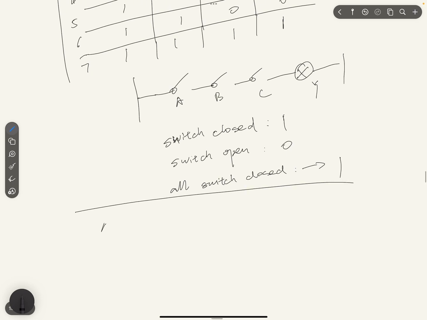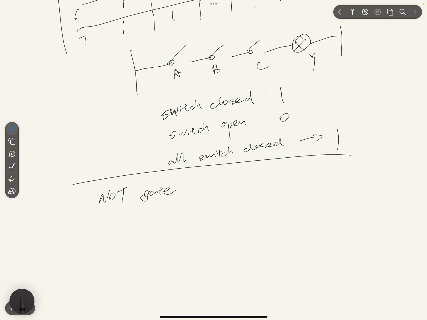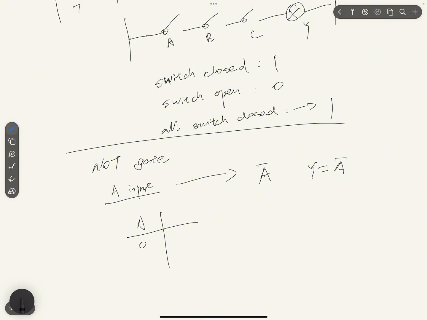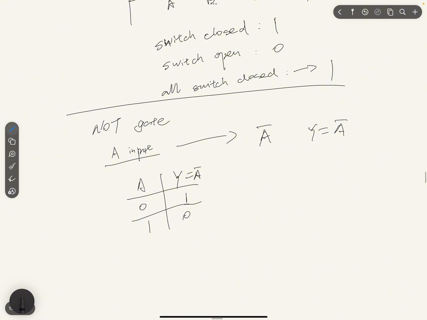Now if we have a NOT gate, a NOT gate is basically an invert. So if we have A as the input, what's the output? Output would be A bar, not A. So Y equal to A bar. For the NOT gate, the input is just one input. So let's say we have A. A could be 0, could also be 1, and the output would be A bar. Not 0 is 1, not 1 is 0. So that's the truth table for NOT gate.